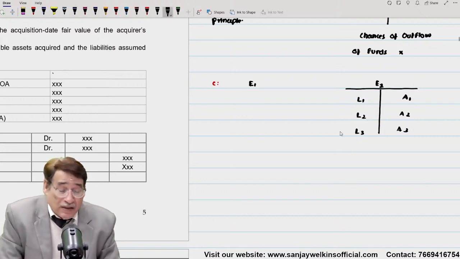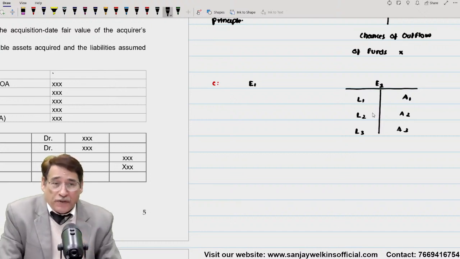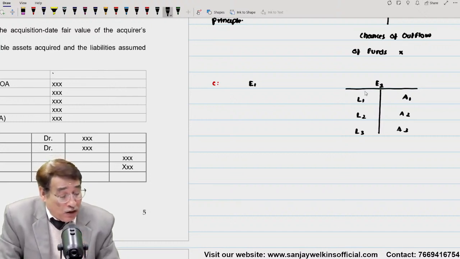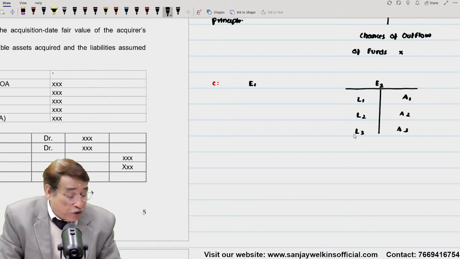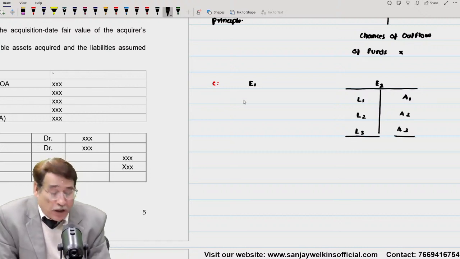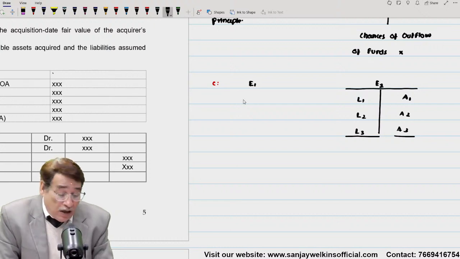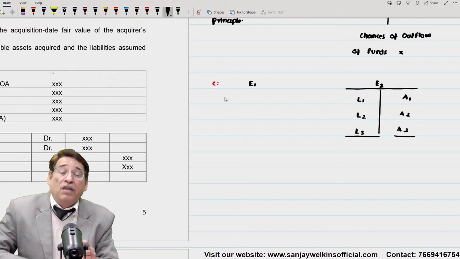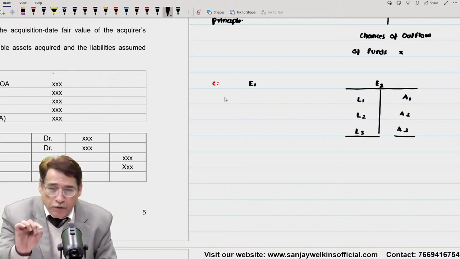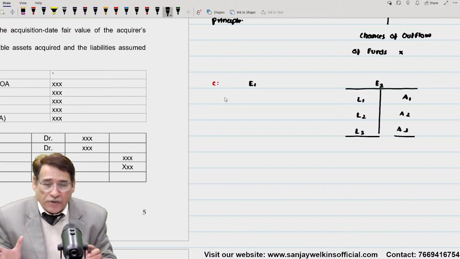In this case, what is the general principle? The general principle is that all the assets and liabilities which are appearing in the books of the acquiring company will be recorded over here. And generally, all these items are recorded at fair value. This is the general principle under point number 2A. We saw that, isn't it?